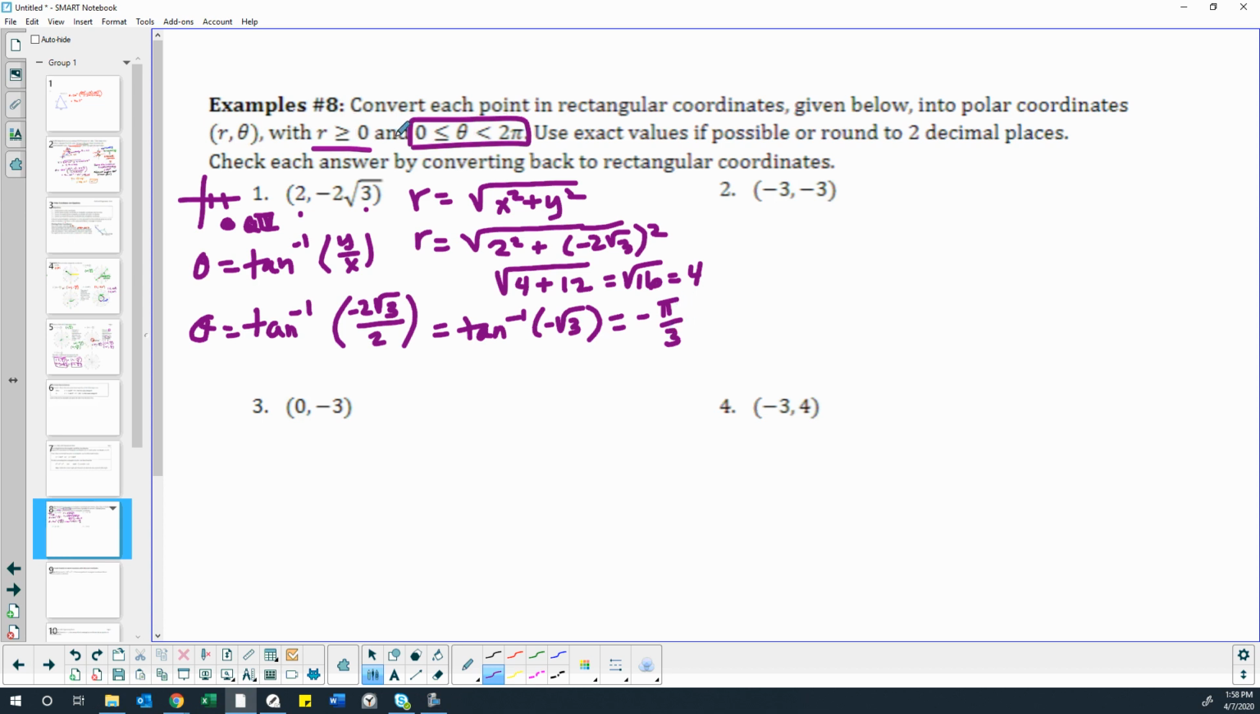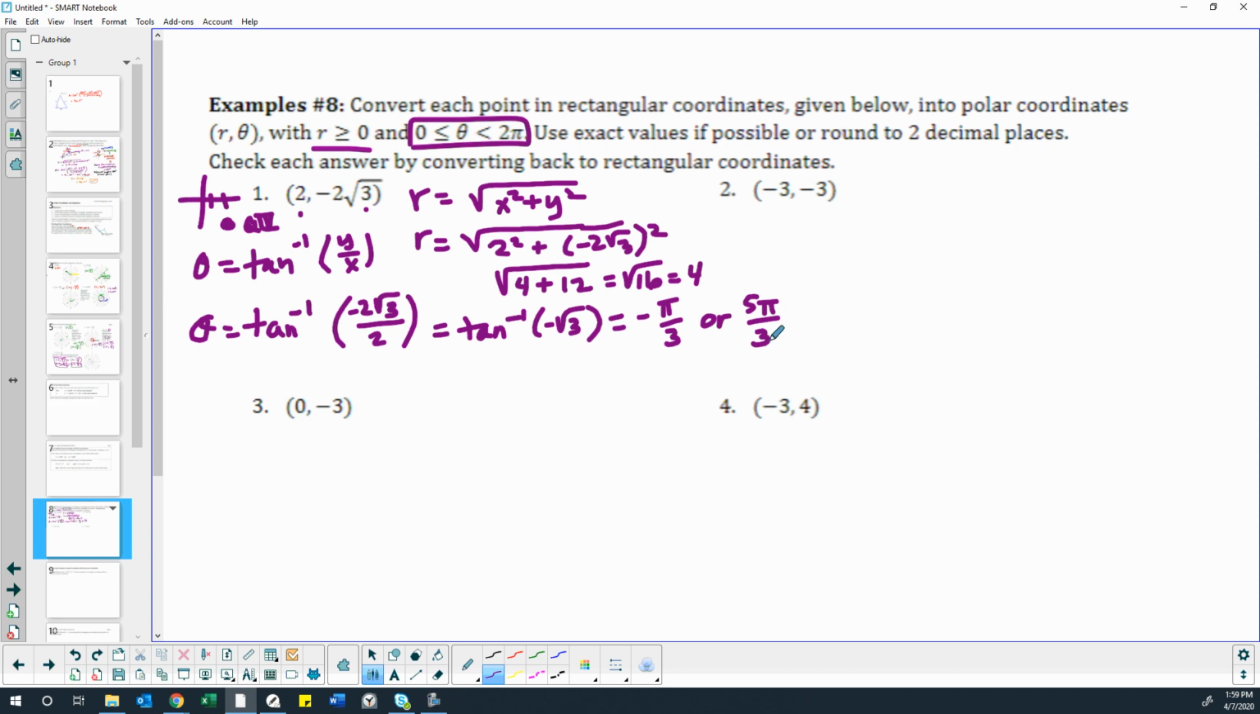We don't want our angle to be listed like that. We want it to be a positive angle. So what is the positive angle? Add pi? No, because if we add pi, we're in quadrant 2. This has to be a quadrant 4 angle because of the graph. Exactly. Yeah. It has to be 5 pi thirds.